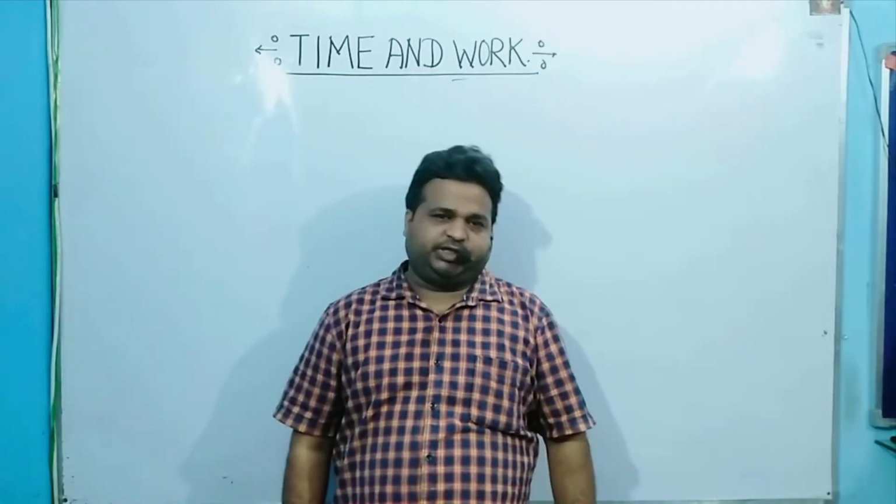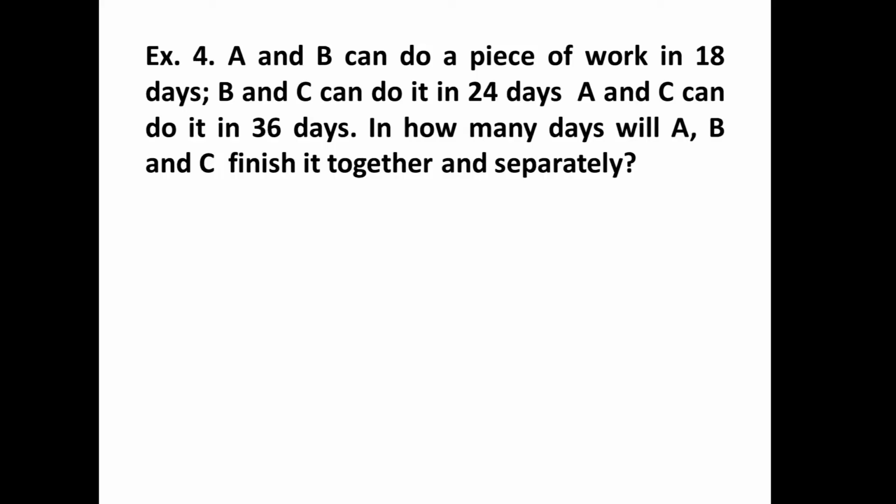Now I'm going to discuss another question, and this question is shown on your screen. A and B can do a piece of work in 18 days, B and C can do it in 24 days, A and C can do it in 36 days. That means the combination of work done by the number of persons is given to you.